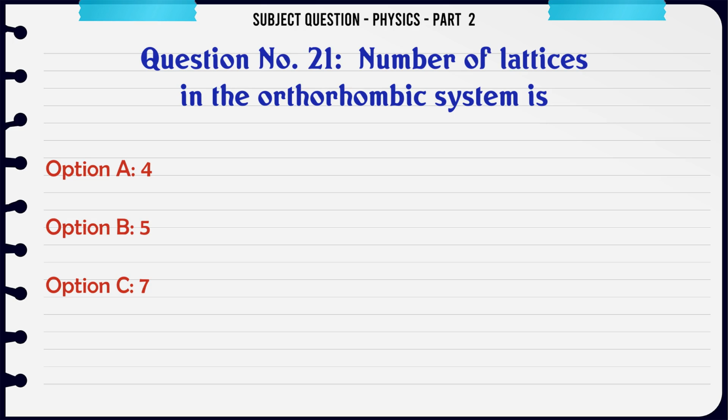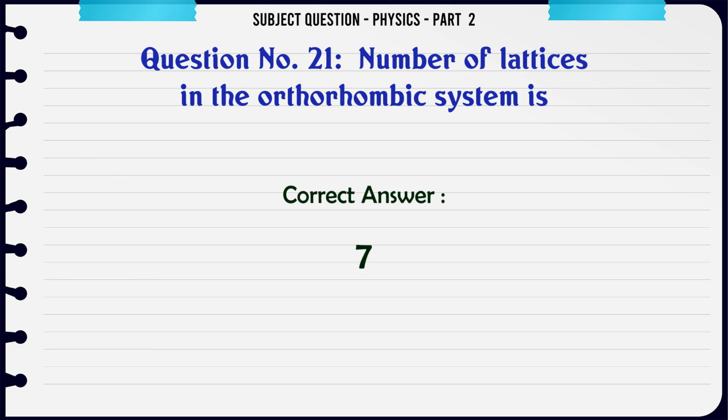Number of lattices in the orthorhombic system is: A. 4, B. 5, C. 7, D. 8. The correct answer is 7.